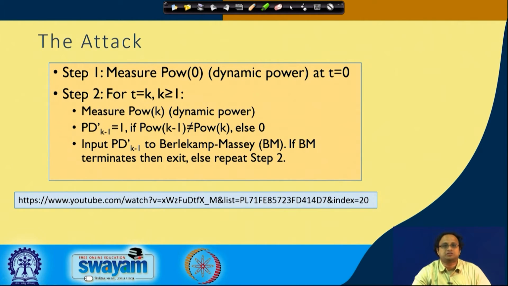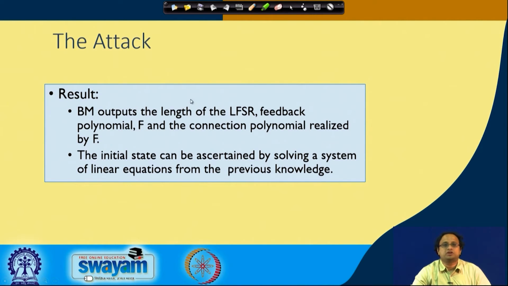Now at some point, the Berlekamp-Massey algorithm will terminate, and then I exit, which means I have been able to give enough data to the Berlekamp-Massey algorithm so that it can reconstruct the LFSR. So the result says that the Berlekamp-Massey algorithm outputs the length of the LFSR and also the feedback polynomial f and also the connection polynomial, which is realized by f. And the initial state can be ascertained by solving a system of linear equations from the previous knowledge. Once you know the LFSR structure, then guessing the input state is just solving a system of linear equations.